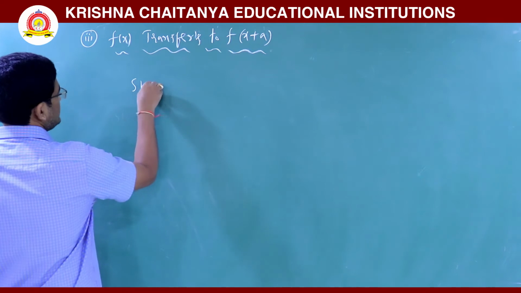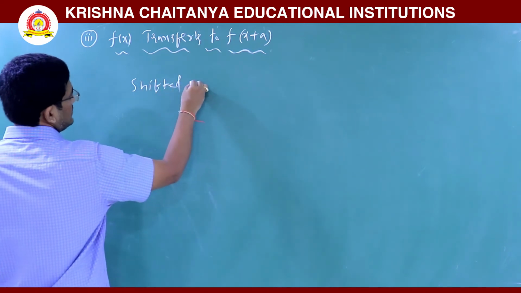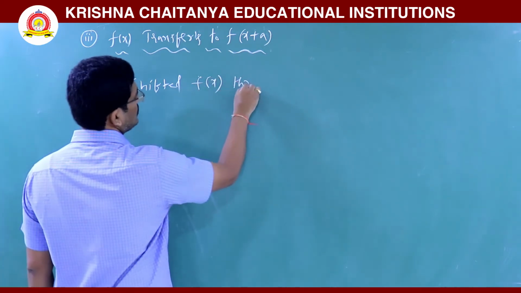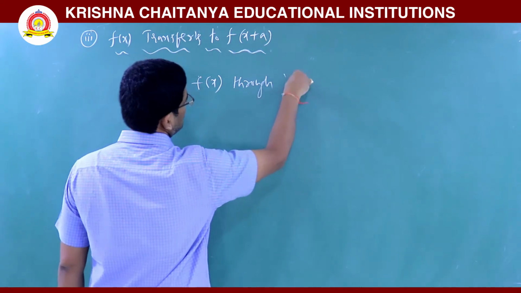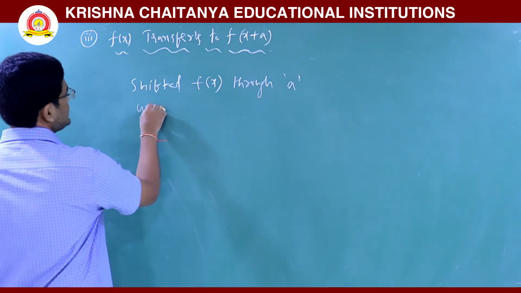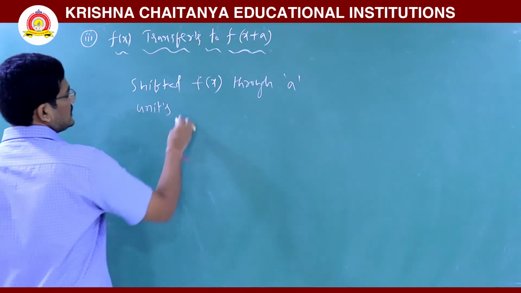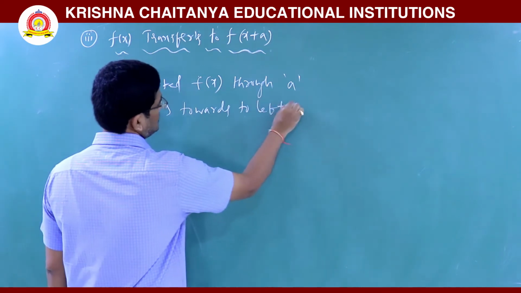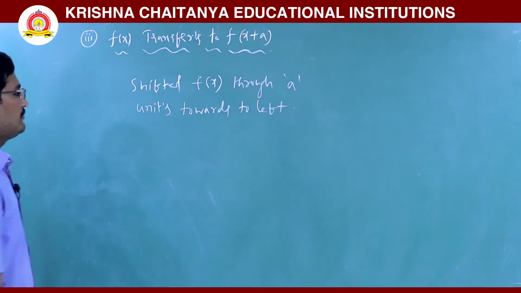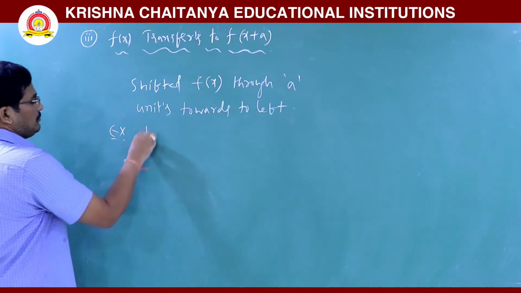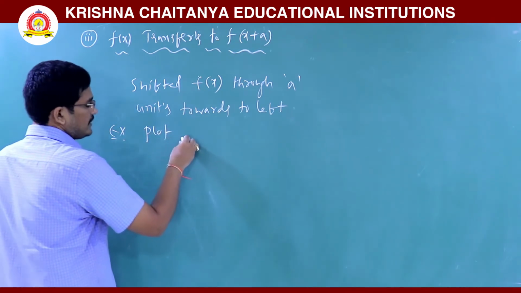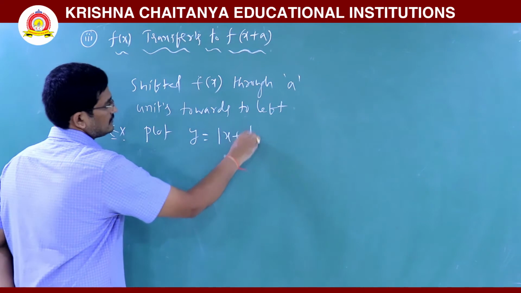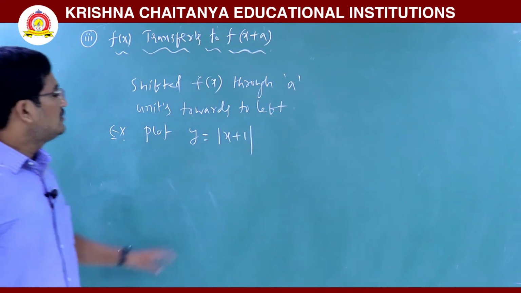So shift the curve f of x through how many units? Through a units, towards the left side. For example, we have to plot the curve y equals mod of x plus 1. Plot the graph y equal to mod of x plus 1.